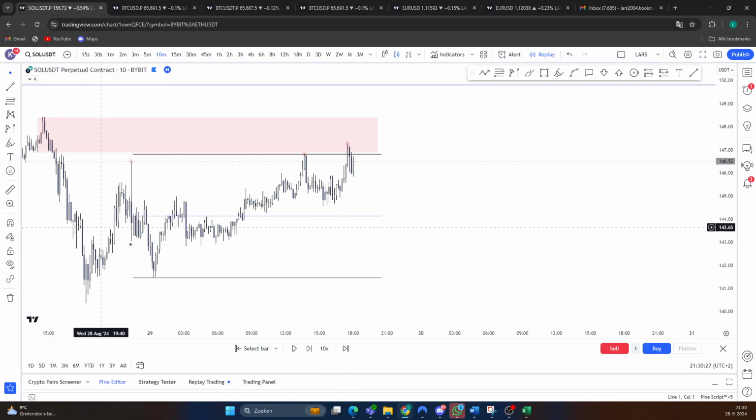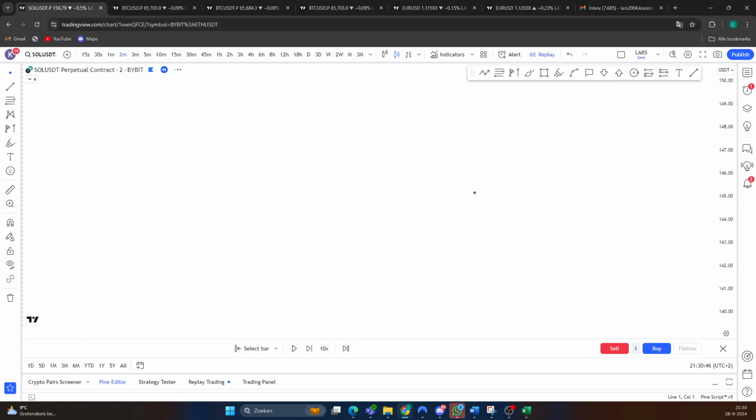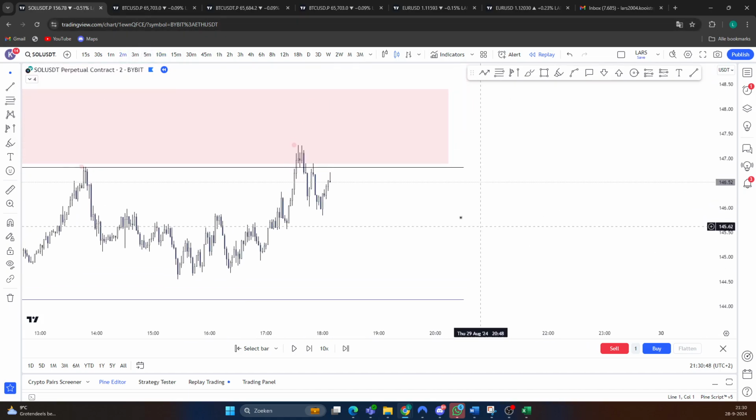Okay. Now let's zoom in. So we're in a high probability area to look for a short based on context. So context is in our favor. We have the return to zone. We have the range inefficiency. So we're already talking about a TWT schematic, meaning we'll add a 2% risk on this trade once we get confirmations.